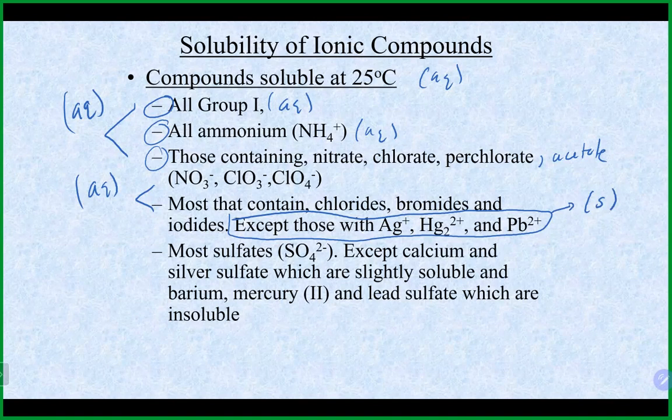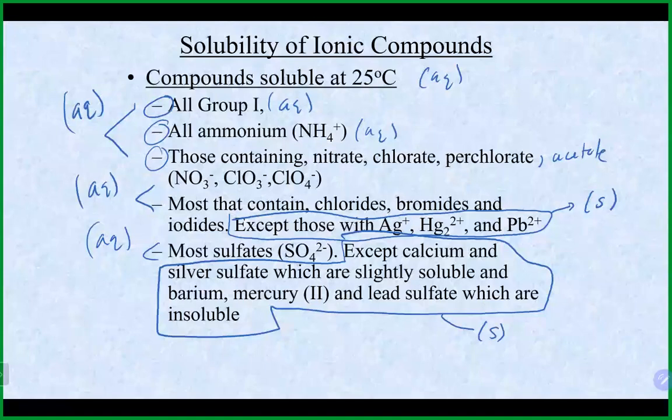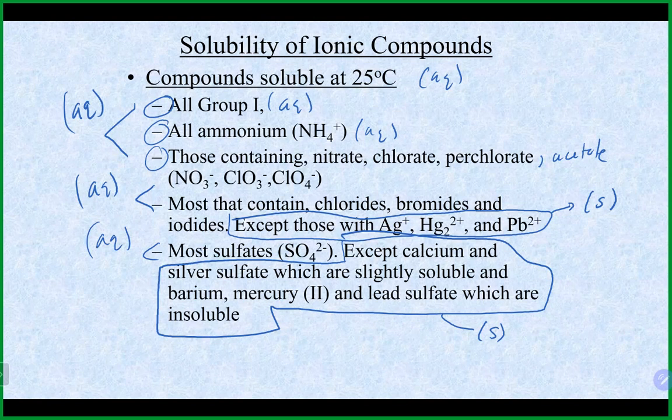Most sulfates are going to be soluble, which is aqueous, except if you have calcium and silver sulfate, which are slightly soluble, and barium, mercury 2, and lead sulfate, which are insoluble. So these guys would be a solid in that case. So most of the things listed here are going to be aqueous. They're going to be soluble. No solid would form unless you hit any type of exceptions to any of those guys. And again, there are some that have no exceptions, so you don't have to go any further than those things.